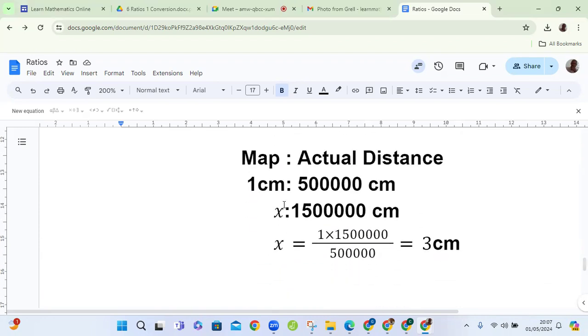And now we proceed with X on the map. Then we cross multiply and divide again. We're dividing by 500,000 because you always have to divide by the number diagonally away from the letter. So we have 1 times 1,500,000 divided by 500,000, and this will give us 3 centimeters on the map.